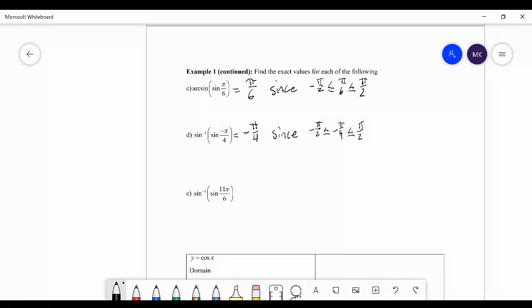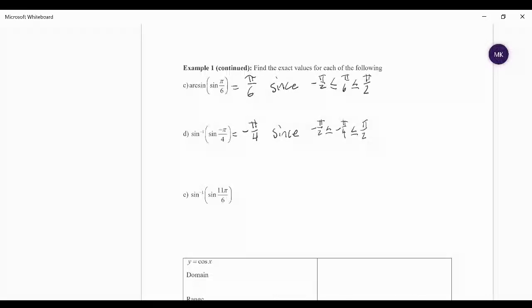Now, what about here? Inverse sine of 11 pi over 6. The problem is 11 pi over 6 is not between negative pi over 2 and pi over 2. So what we have to do here is figure out what angle between negative pi over 2 and pi over 2 has an equivalent sine value. And that is a very simple problem if you have your unit circle. It can be a very challenging problem if you don't. So what I'm going to do is jump out of here and jump into our unit circle. So we're looking at 11 pi over 6. Okay.